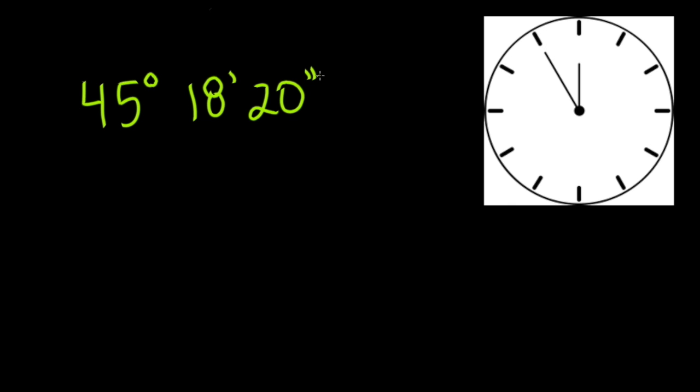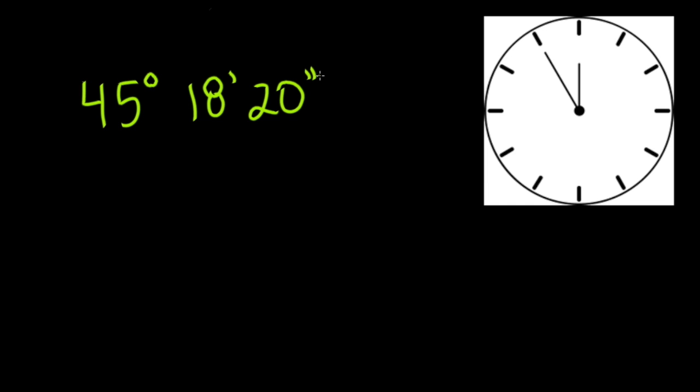The number with the degree symbol is going to be the number before the decimal point in our answer. In this case, 45 is that number. The number next to the apostrophe symbol is the minutes. In our problem, this number is 18. The number next to the quotation symbol is known as seconds. In our problem, this number is 20.